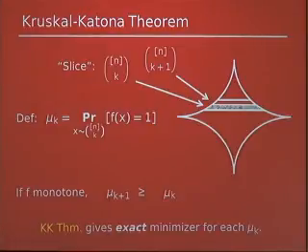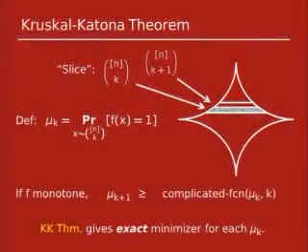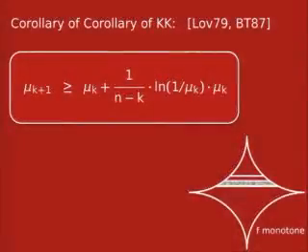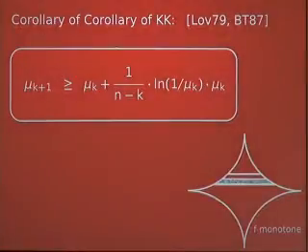Now, it's actually a little complicated to state. If I were to state it, it would look like this: mu_{k+1} is at least some complicated function of mu_k and k. So people often quote, instead of the actual theorem, a corollary that's a bit easier to deal with. Lovász has one. Bollobás and Thomason have another. I'll even further simplify them. So this is a corollary of Kruskal-Katona.